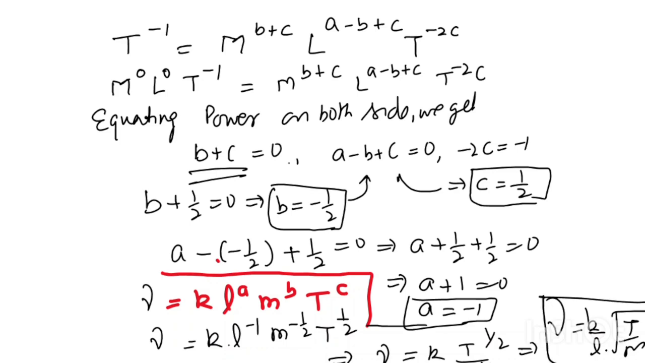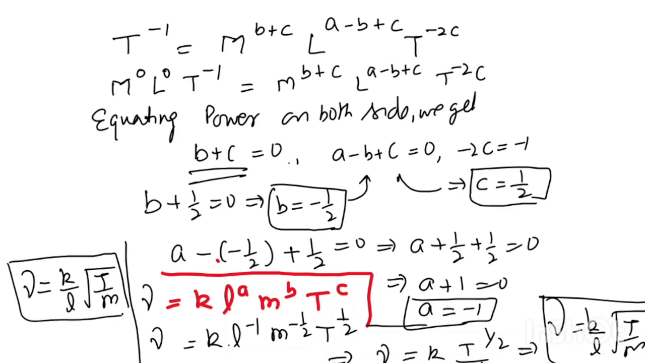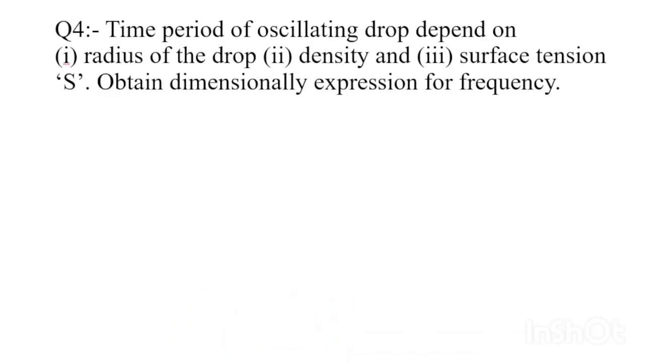So now we write this formula on this side. So frequency equal to k upon L under root t by m. This is the formula for frequency in a stretched wire. Now come to the next one.